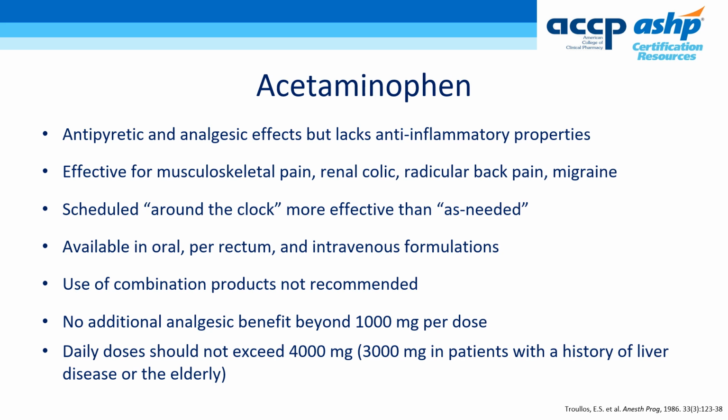And although the use of combination products is typically not recommended, the combination of acetaminophen with ibuprofen has been found to be superior to using either agent alone. The combination using both acetaminophen and ibuprofen was as efficacious as the opioid-containing combinations oxycodone, hydrocodone, codeine plus Tylenol when used for musculoskeletal pain in the emergency setting, reinforcing its use over opioids in mild and moderate pain settings. Daily doses of acetaminophen should not exceed 4,000 milligrams, or 3,000 milligrams in patients with a history of liver disease or in the elderly.